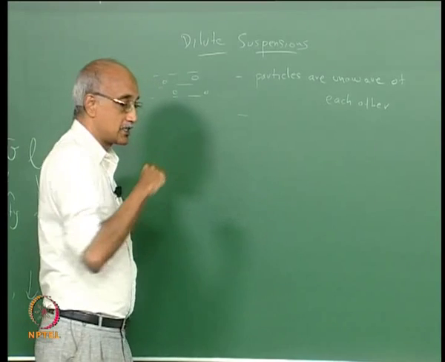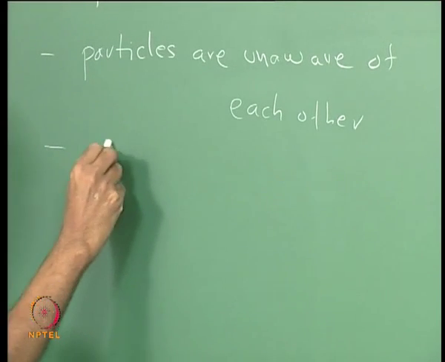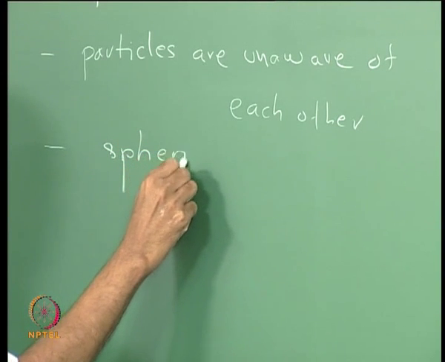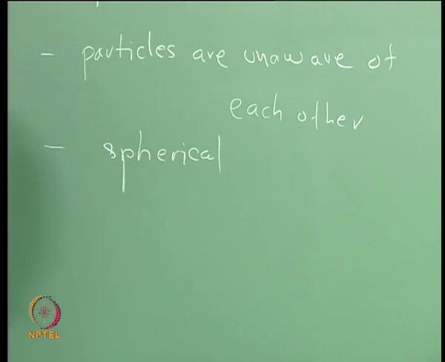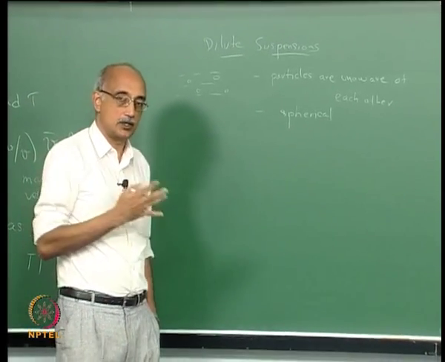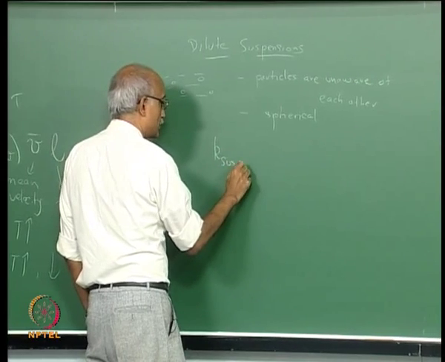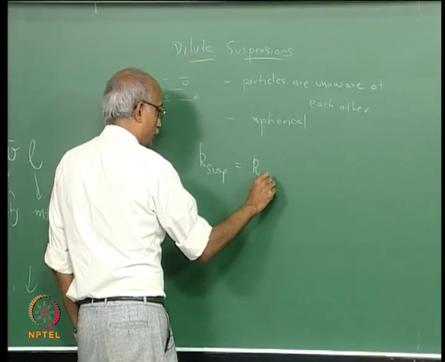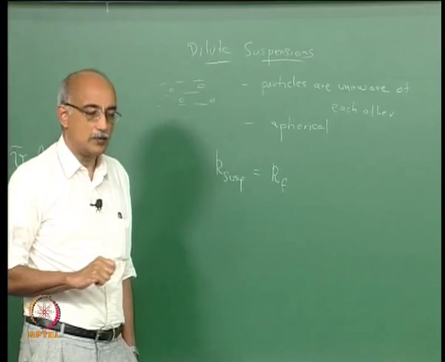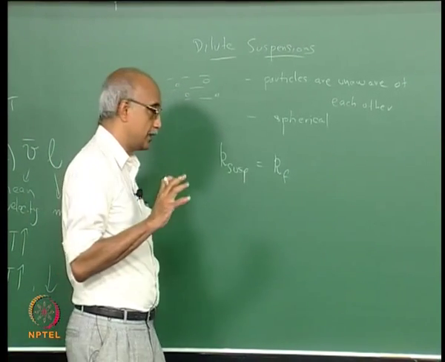And B, most of the established theories of slurry thermal conductivity assume spherical particles. So under these conditions, if you estimate the thermal conductivity of a suspension, let's call that some K suspension, and you compare it to the thermal conductivity of the fluid, there will be an enhancement.